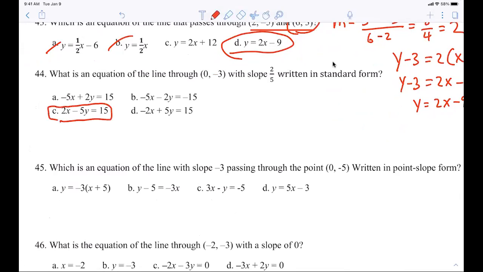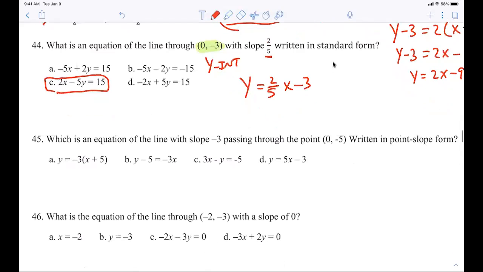Now, let's just review this though, because I don't think it's gonna be that easy. All right, does everybody understand? I want everybody to highlight 0, negative 3 and tell me that is the what? No. That's the y-intercept. This is the slope. So because I know that's the y-intercept, I could write it as y equals 2/5 x minus 3. Everybody with me on that?